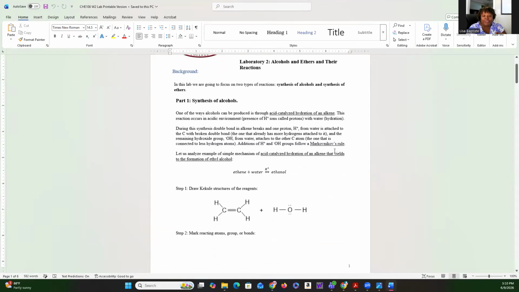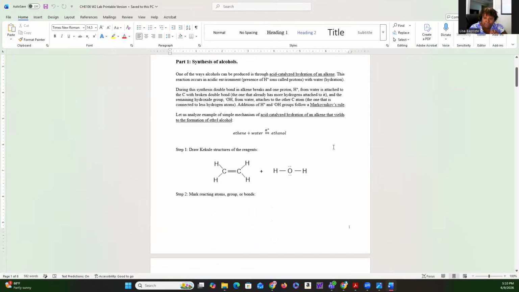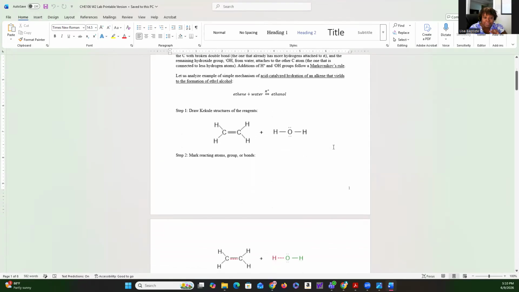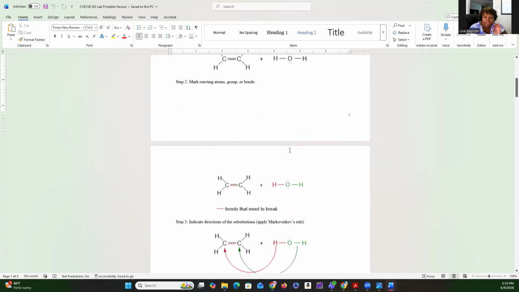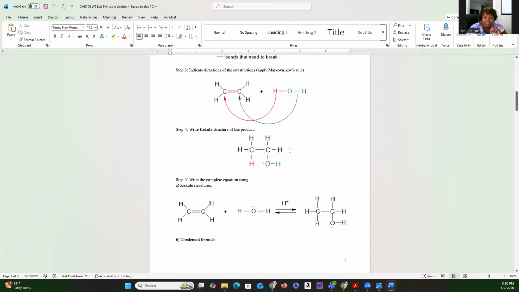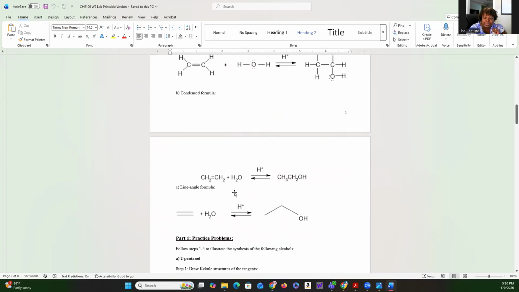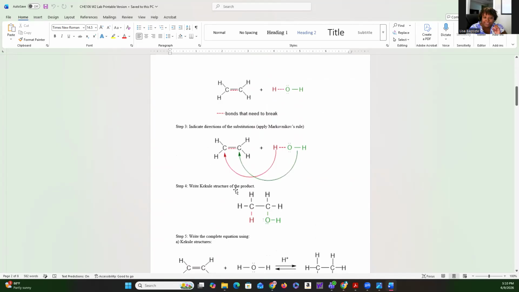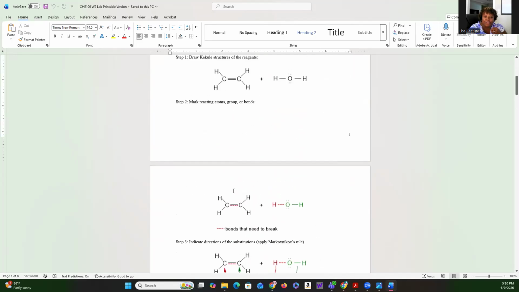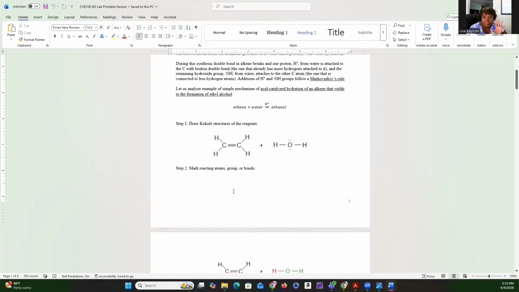One thing that you'll see in this lab assignment is what you learned in module one with your different drawings of organic compounds, the Lewis structures, and the condensed formulas and the line angle formulas. So those you learned in module one. So if you need more practice with those, go back to module one and refresh your memory on this because you'll be working with that.